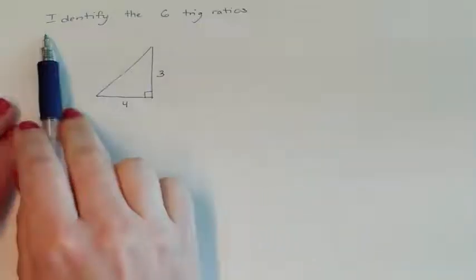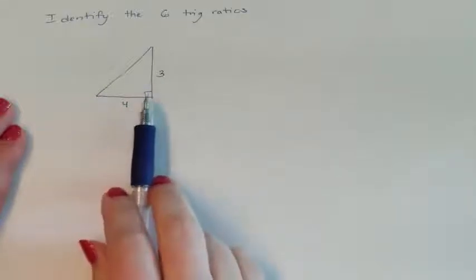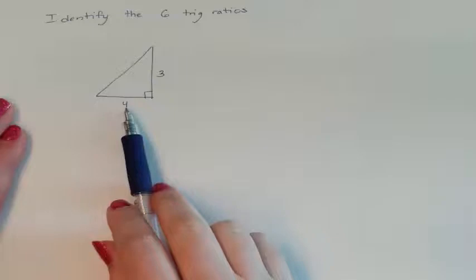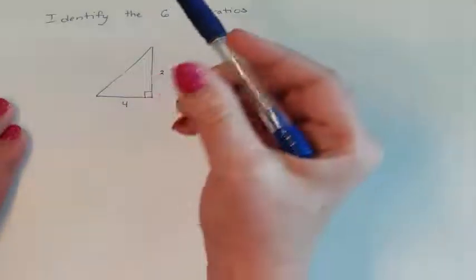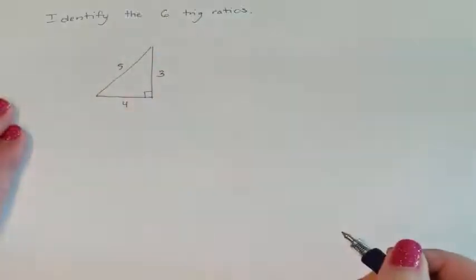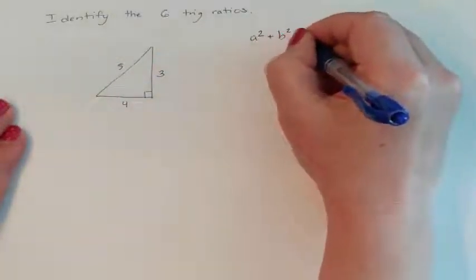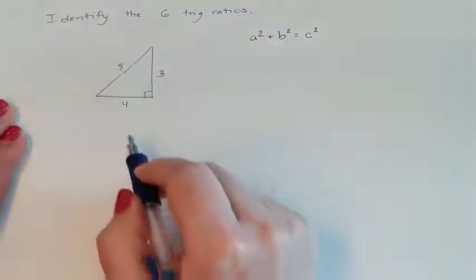Our next problem, they're asking us to identify the 6 trig ratios. I have a right triangle, which you have to have to use the trig ratios. This is a 3-4 triangle. From geometry, you might remember that this is a 3-4-5 right triangle. If you don't remember that from geometry, then you're going to have to use a squared plus b squared equals c squared to find the missing hypotenuse.